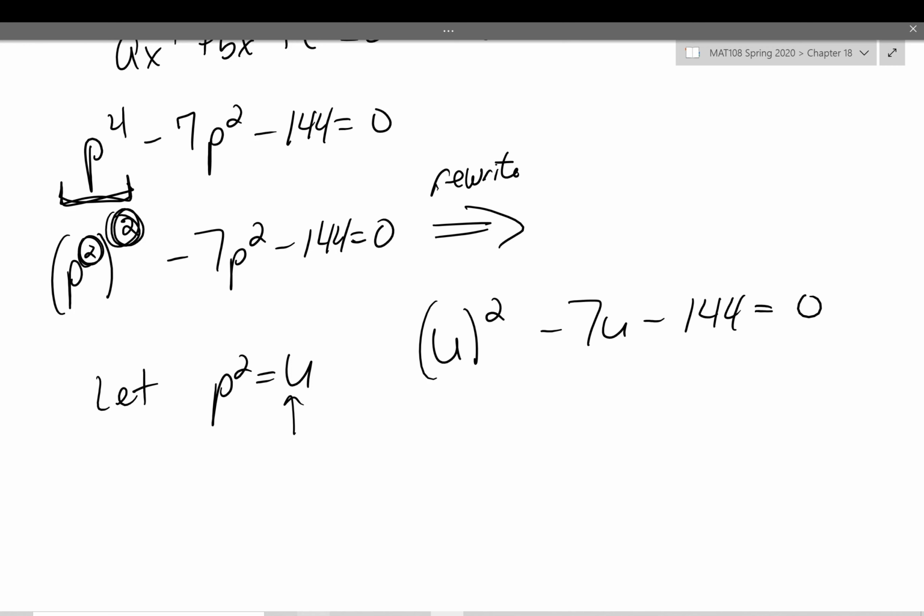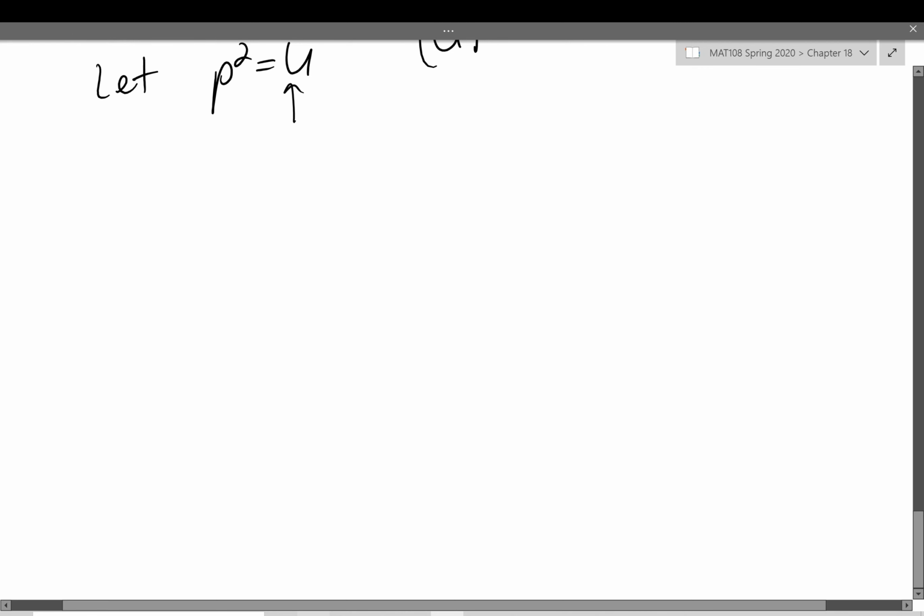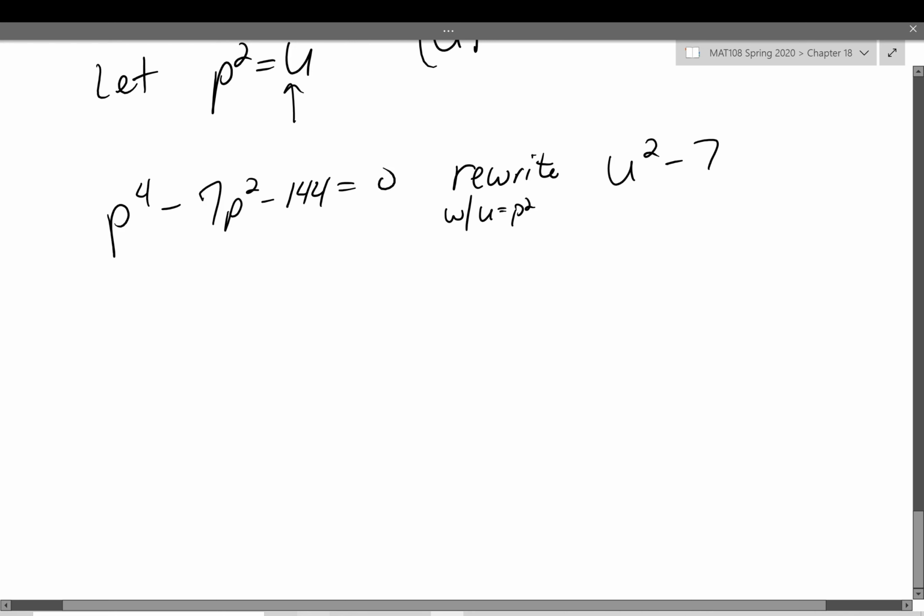So I'm going to rewrite the original problem. P to the 4th minus 7p squared minus 144 equals 0. Sorry, I wrote the wrong problem at first. And I'm going to rewrite it with u equal to p squared, and it's going to turn into u squared minus 7u minus 144 equals 0. Now, I'm going to use my quadratic formula to solve. Let's see what happens.